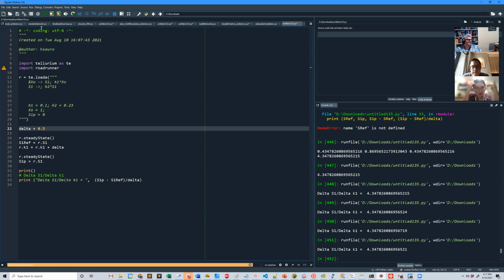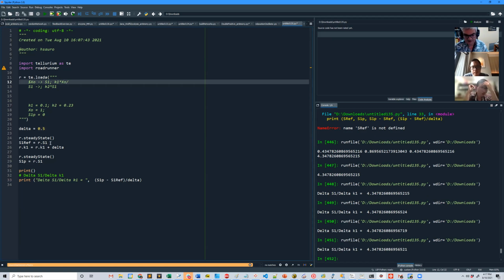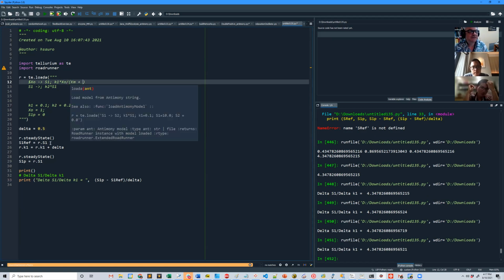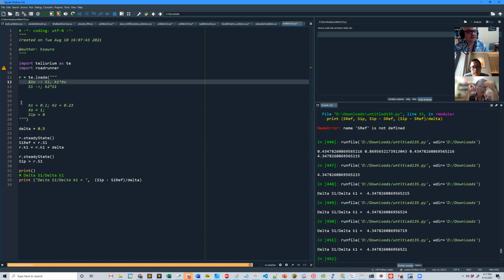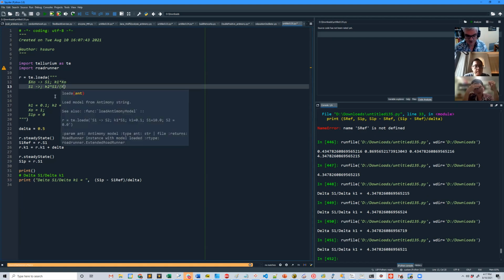Actually, this is a bad example. Actually, I realized this is happening because this is a linear system. So what I'm going to do, I'm going to make it a non-linear system. Okay. Actually, I'm not going to put it there. I'm going to put it here. I'm going to make this a nonlinear system, okay? There you go. Now it's a nonlinear.